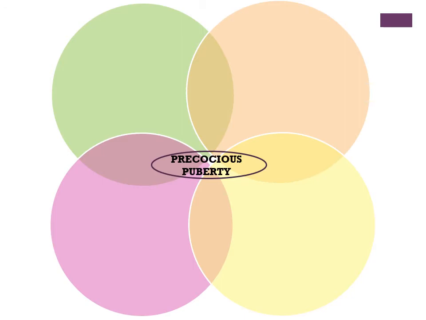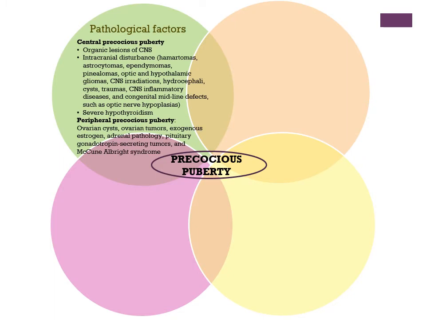This diagram summarizes the potential causes of precocious puberty in females. Various explanations exist. There are two types of precocious puberty, central and peripheral. Central precocious puberty may be due to organic lesions of the central nervous system, intracranial disturbances, and severe hypothyroidism. On the other hand, peripheral precocious puberty may be due to ovarian cyst and tumors, exogenous estrogen, adrenal pathology, pituitary gonadotropin secreting tumors, and McCune-Albright syndrome.